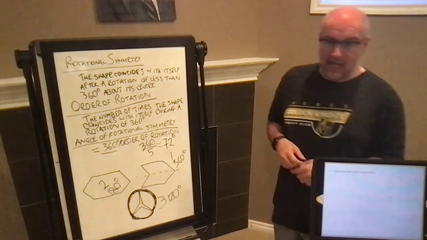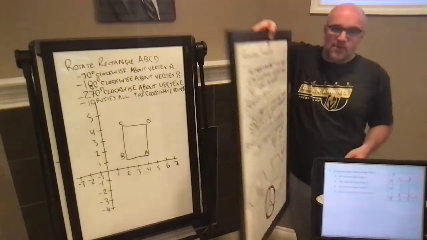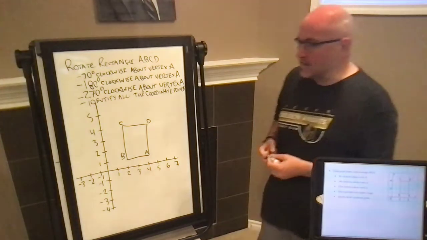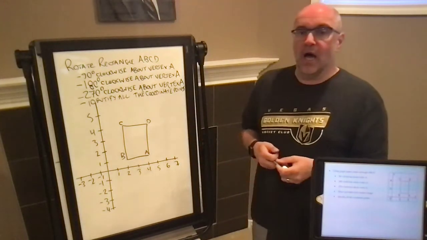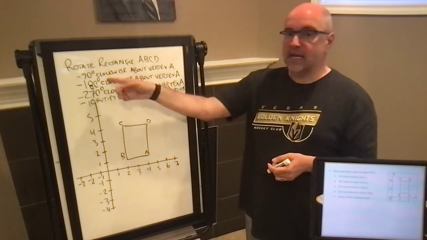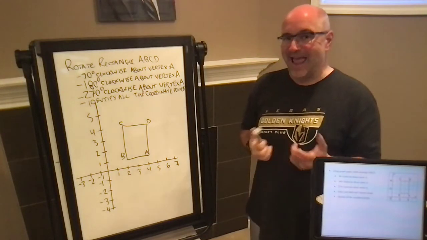All right, that's the easy part. Now we're getting into the tougher stuff. Now let's discuss doing a little bit of rotation with some graphing here. All right, so what we've got here is a rectangle A, B, C, D. And we want to rotate that rectangle 90, 180, 270, all about vertex A.